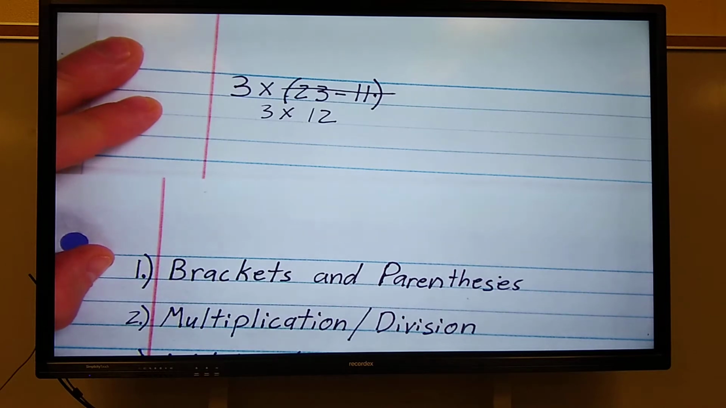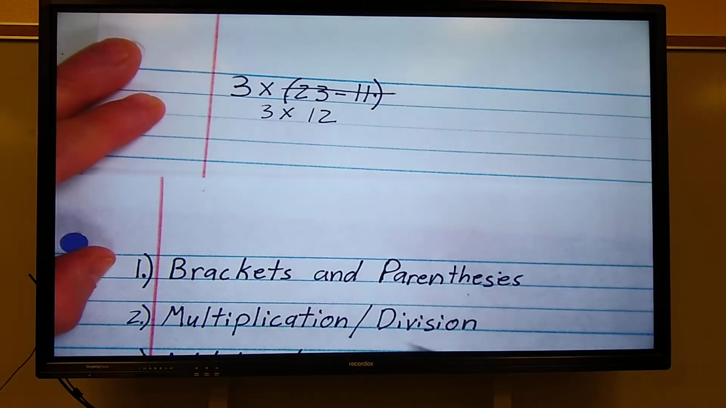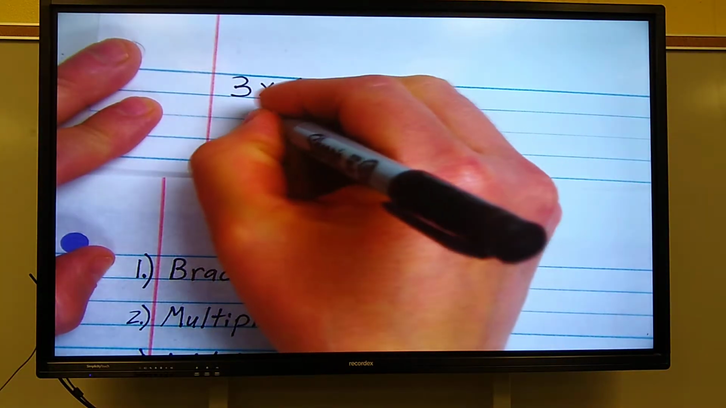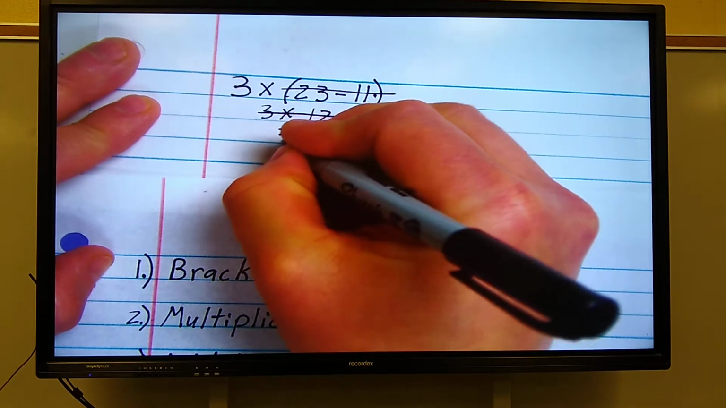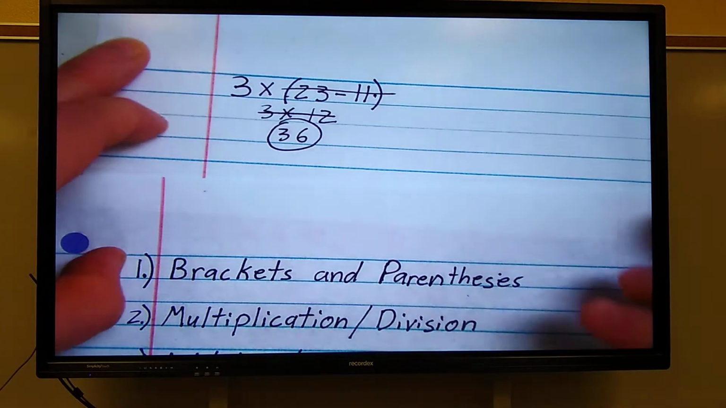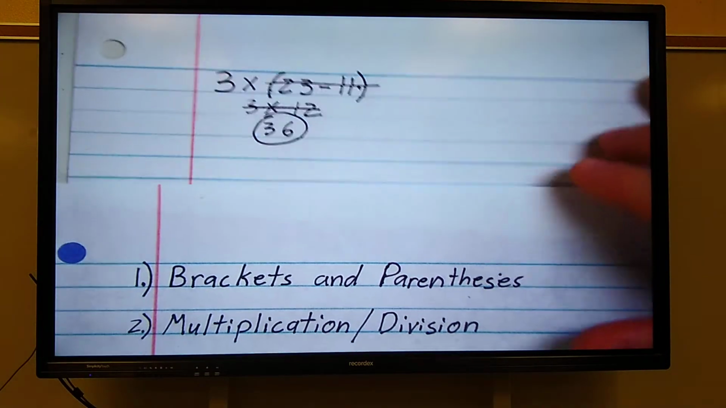Okay, keep it all in order. All right, no more brackets and parentheses. Now it's multiplication and division, left to right, and that's all I have left. 3 times 12, 36. That is the final answer. Now that was an easy one. Let's step it up a notch.